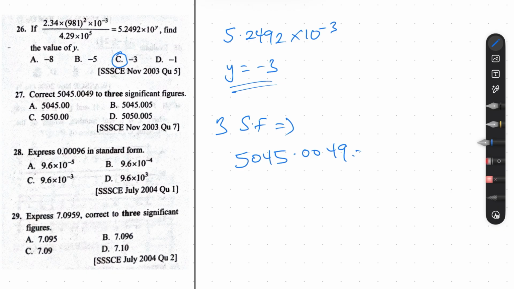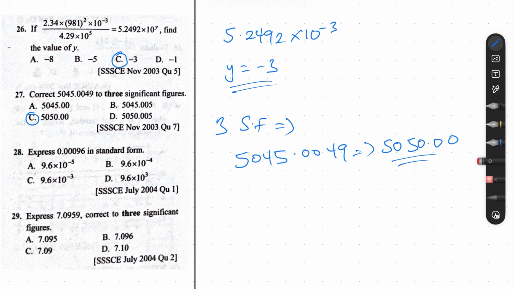5050.00. This is our answer. Do we have it here? Yeah, we have it here. C. So let's circle that, C. Okay, cool. Let's move on to question number 28.